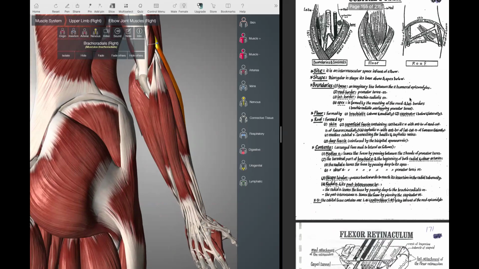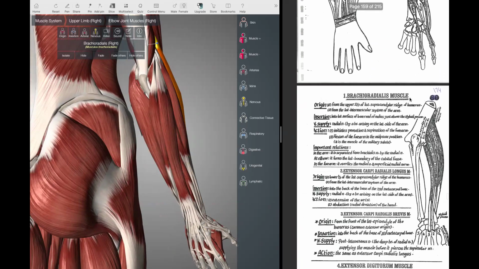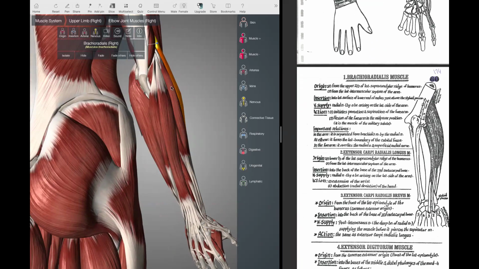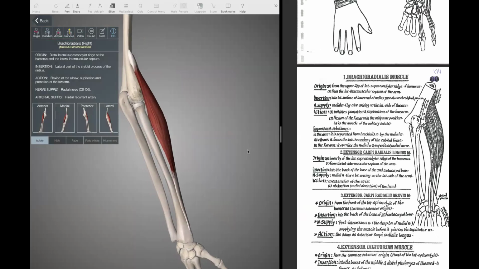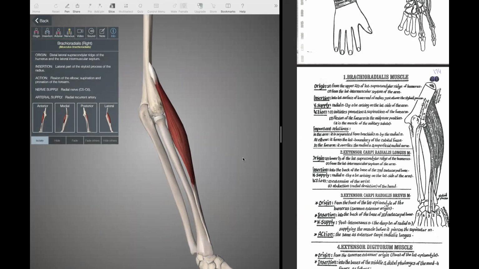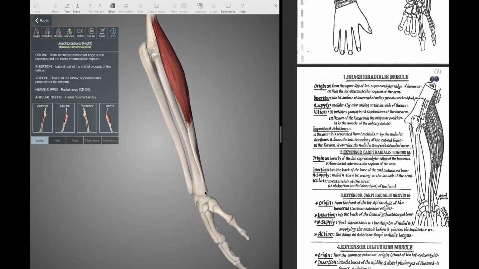Let's do the extensor compartment. Likewise, I need you to only do the notes on the sheet that you've written. So brachioradialis, what we need to learn is origin lateral supracondylar ridge, of course, on the humerus. Insertion, lateral part of styloid process of radius. So we say styloid process of radius.